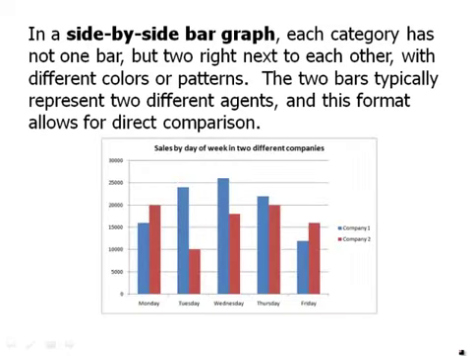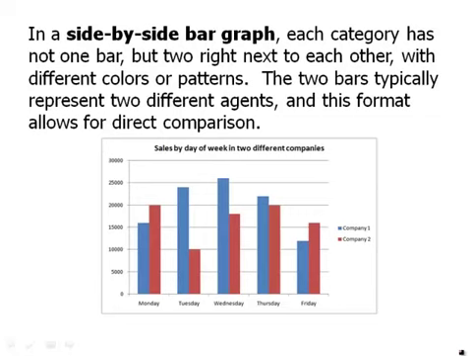Here we don't care about adding the sales because it's two different companies. The people at Company 1 care about sales at their company. The people at Company 2 care about the sales at their company. No one cares about the sum of those sales. So that's why it doesn't make sense to do a segmented bar graph. Here we're just doing a side-by-side bar graph.